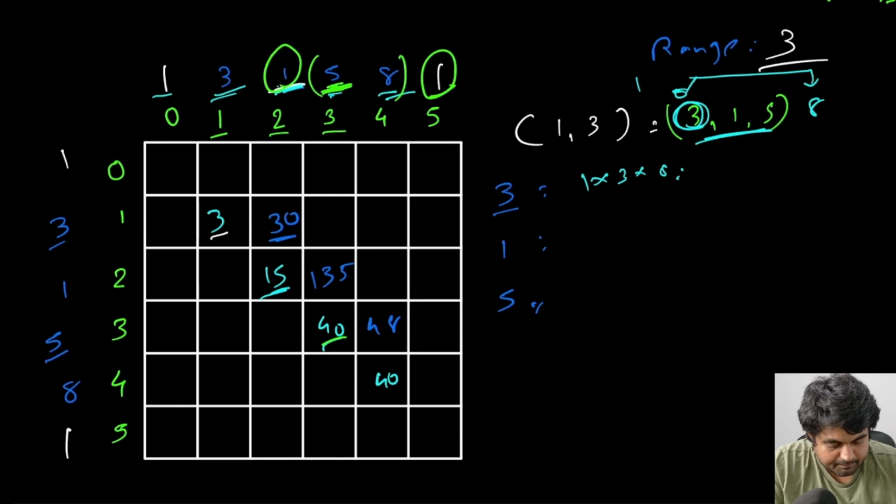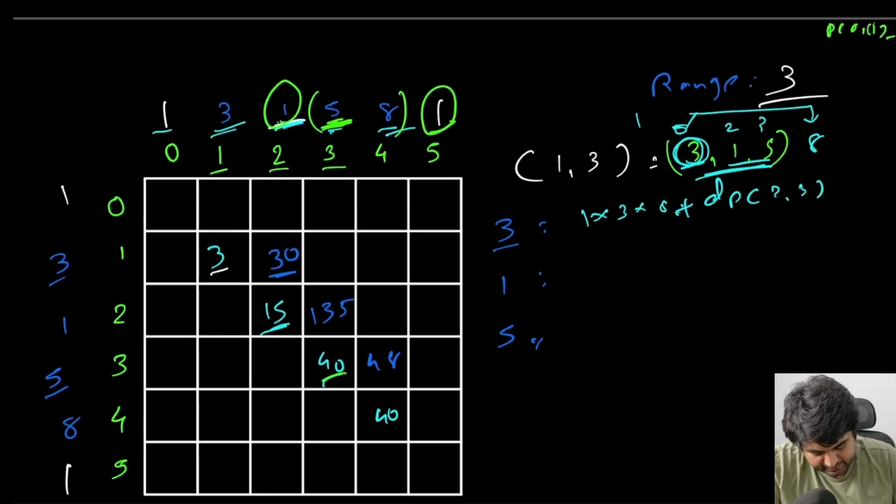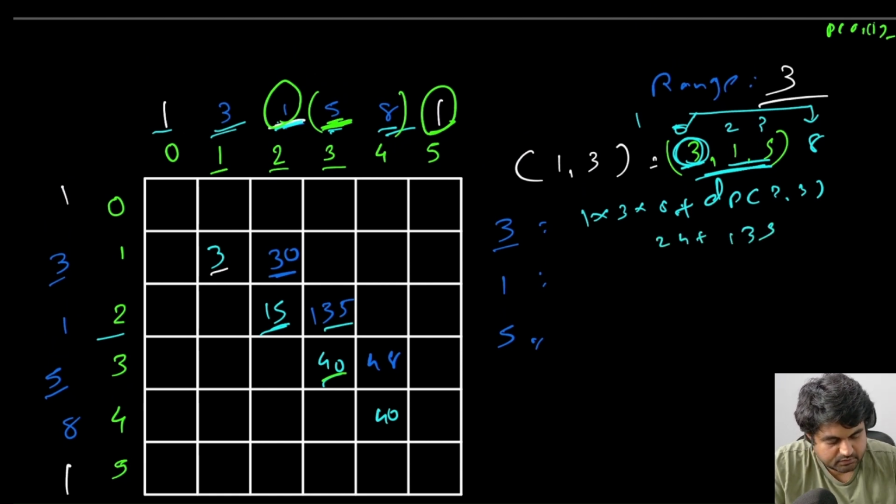Plus, because this is the first value in the range that we are talking about, we would also need to do the dynamic programming of the range between this value 2 and 3. For 2 and 3 we already have the answer, and that is 135. So this would become 135 plus 24. So the total is going to be 159.